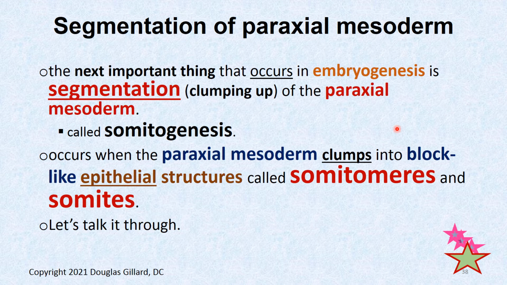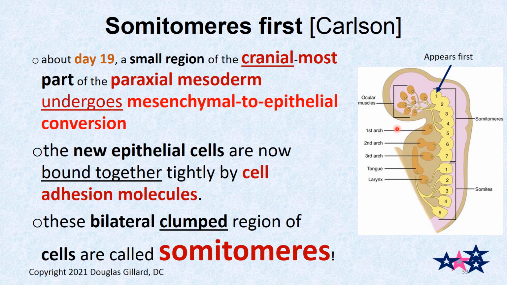So this process of forming somites is called segmentation. Some authors call it somitogenesis, but segmentation is an a.k.a. Somitogenesis is way more descriptive though. And it's just when the paraxial mesoderm clumps into blocks of epithelial structures called somitomeres or somites. So let's go through it. About day 19, it starts up in the cervical region. So a small region in the cervical-most part of the paraxial mesoderm.